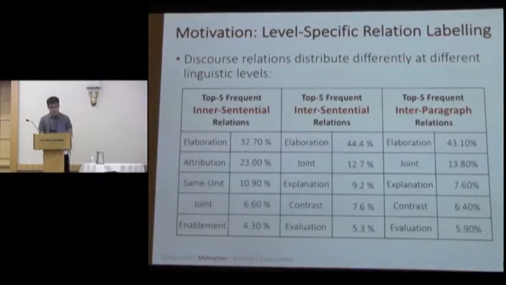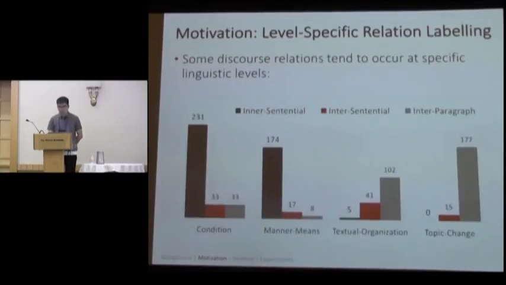Another motivation is for relation labeling. Thanks to the 2-stage parsing style, we can treat the relation labeling separately and more elaborately. The intuition here is that the language usage may differ at different linguistic levels. In this table, we show the top 5 frequent discourse relations at 3 levels. So we can find that the top 5 relations for intersentential level are very different from those of the other 2 levels. Secondly, we also find that some relations tend to occur at specific levels.